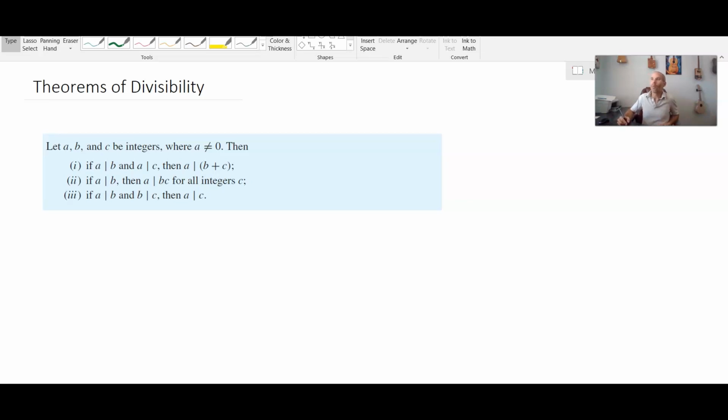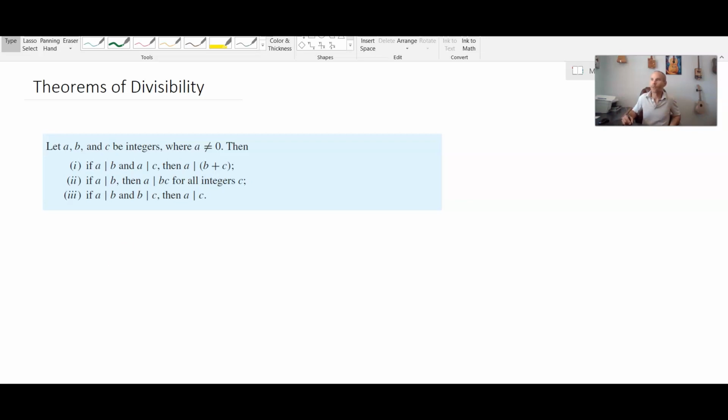And here we're going to say that a, b, and c are just some integers where a is not 0. So you can already tell that a is going to be the divisor. Then the following three properties hold. If a divides b, that means that b is divisible by a. And if a divides c, that means c is divisible by a. Then we can conclude that a also divides their sum.